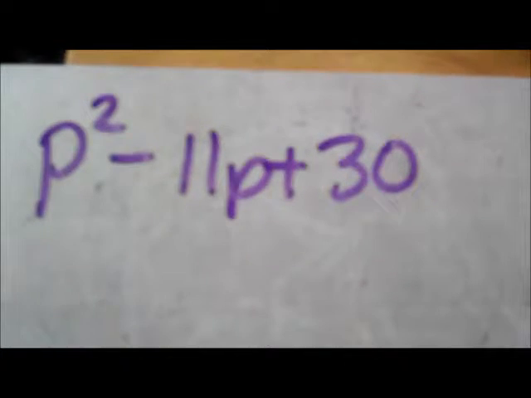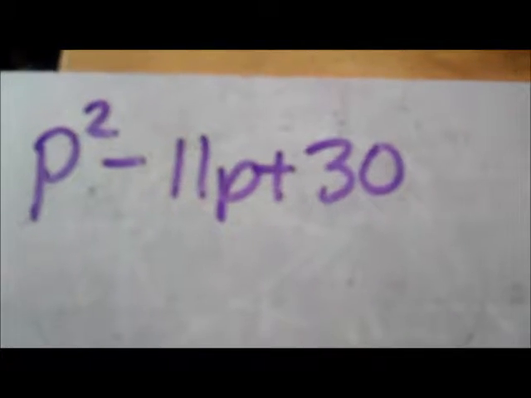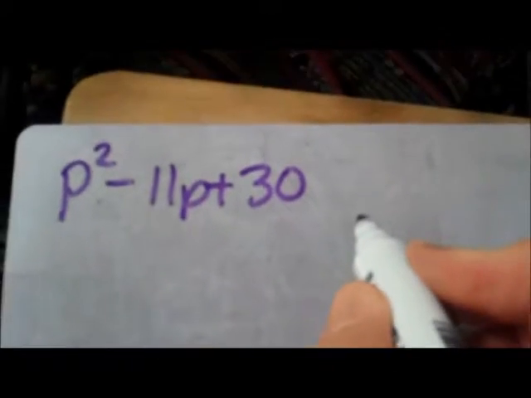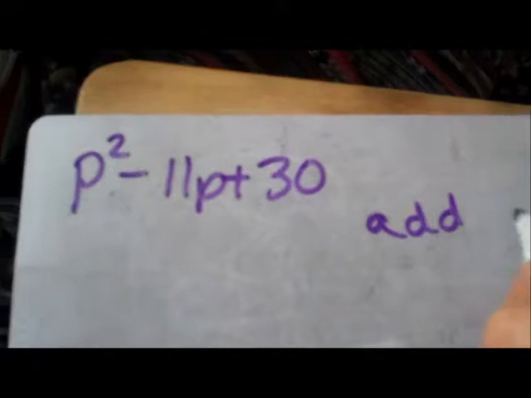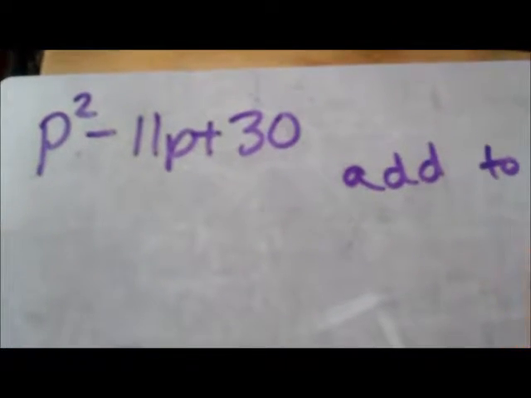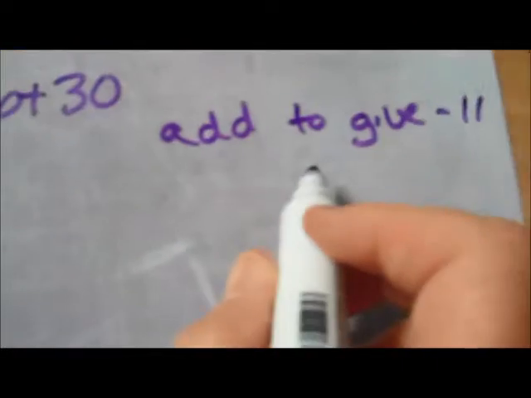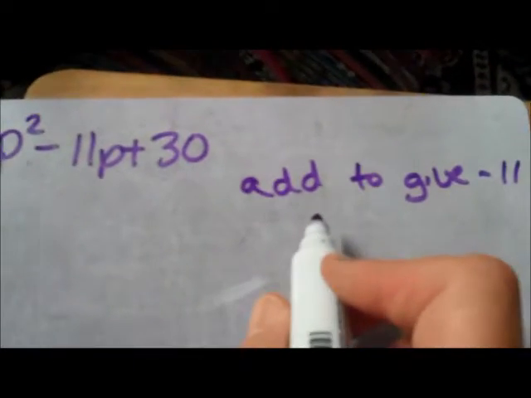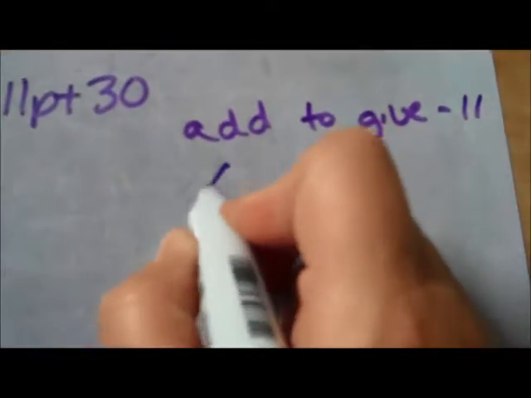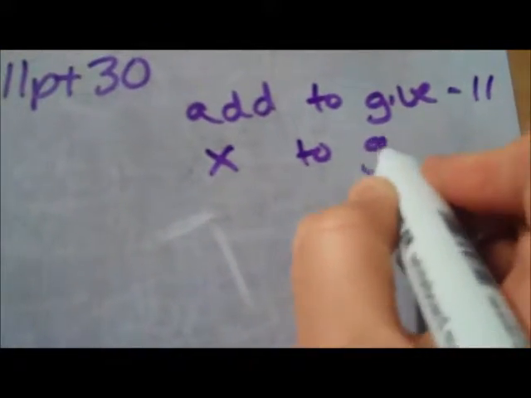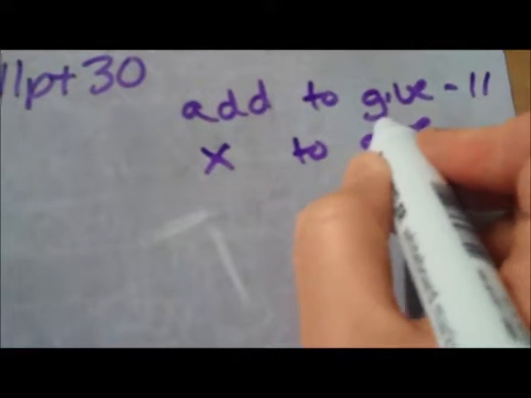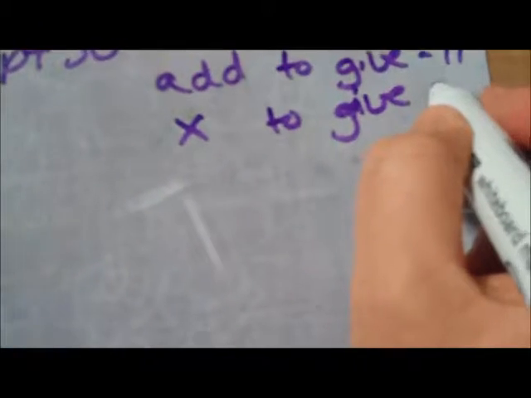Okay, let's have a look at this example. P squared minus 11p plus 30. So I'm looking for two numbers that add to give minus 11, and they multiply to give plus 30.